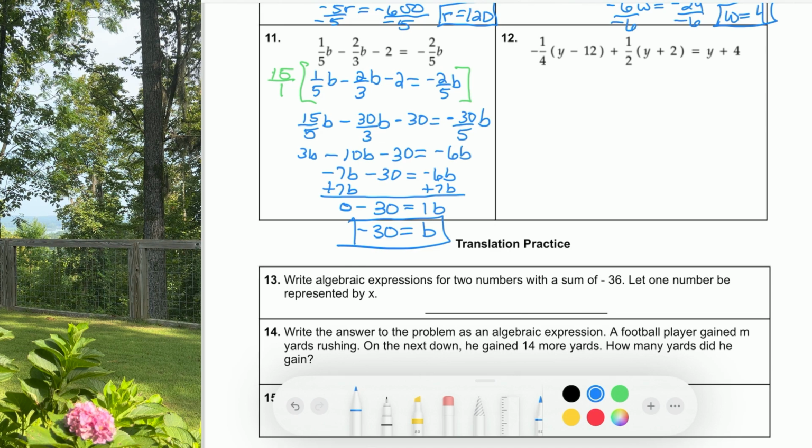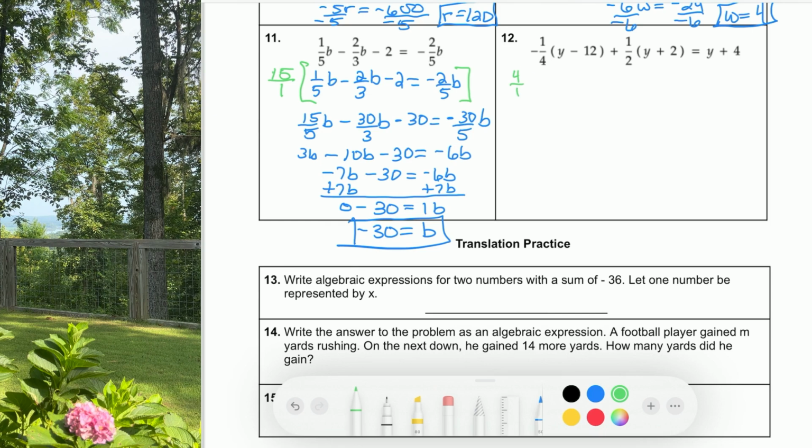So we've got negative 1/4 times y minus 12 plus 1/2 times y plus 2. And then on the other side, we have y plus 4. So again, I'm going to figure out how can I get rid of those fractions? Well, if I multiply both of them by 4 over 1, because 4 is a multiplication answer for 4 and 2, I think I can cancel them all out. So let's do that.